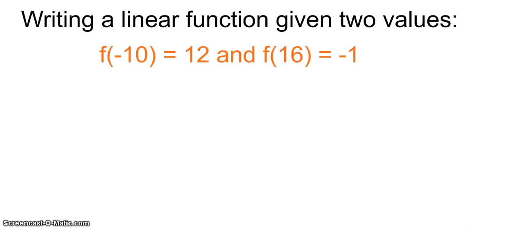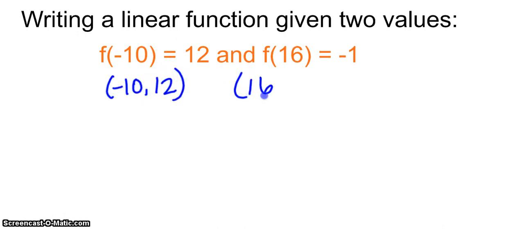Writing a linear function given two values. So the first thing you need to do is figure out your 2 points based off of your given information. Thinking about inputs and outputs, we basically have 2 points given to us, and we would like to write a linear equation. Well, if we were given 2 points, the easiest thing, I think, would be to find the slope. So let's start talking about that first.